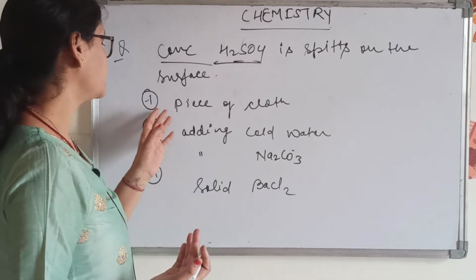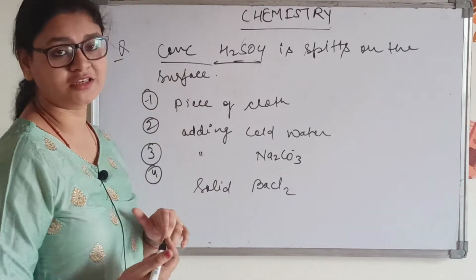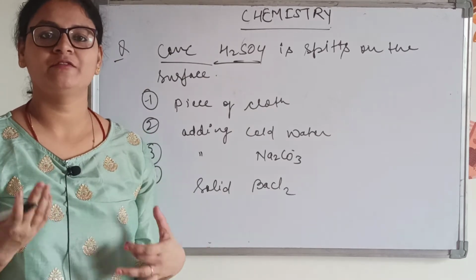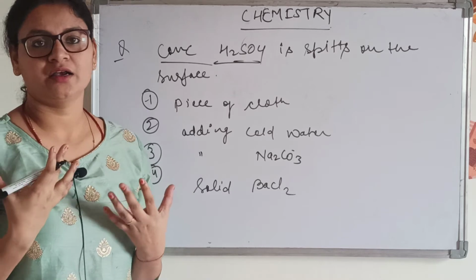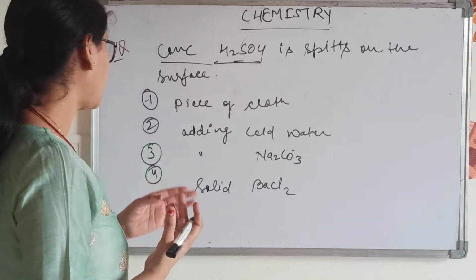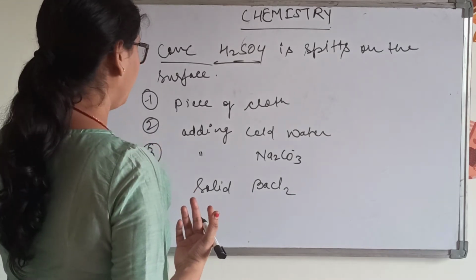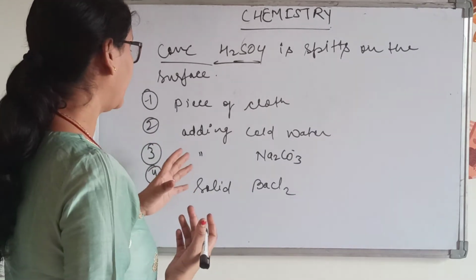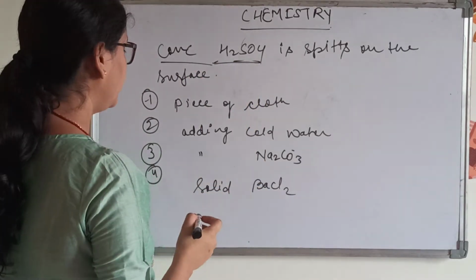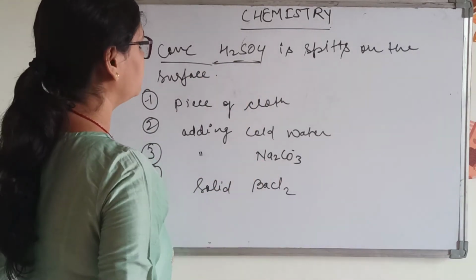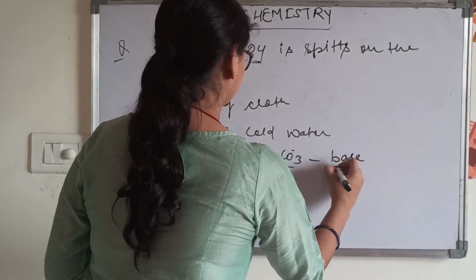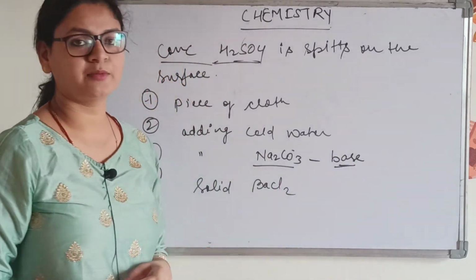Now in the first option, the piece of cloth, because the acid is concentrated, if we clean it with cloth, it will cause some dangerous effect to our hand. And if we add cold water, then conc H2SO4 will get diluted. And if we add sodium bicarbonate, sodium bicarbonate is a base. Understood? Sodium bicarbonate is a base.